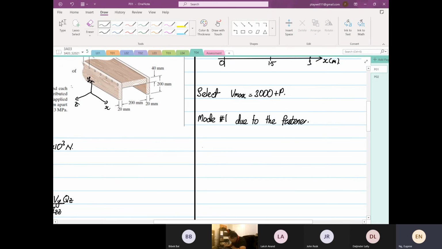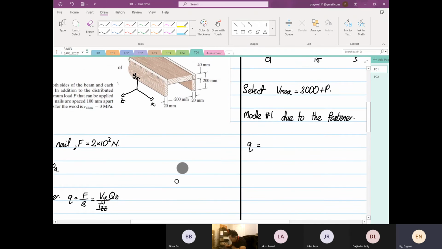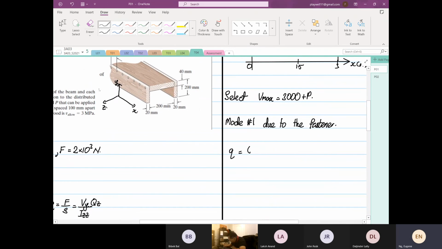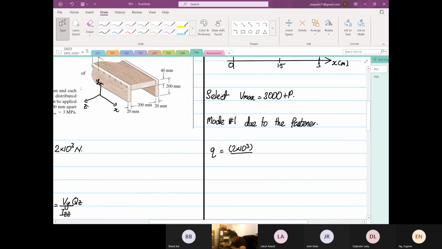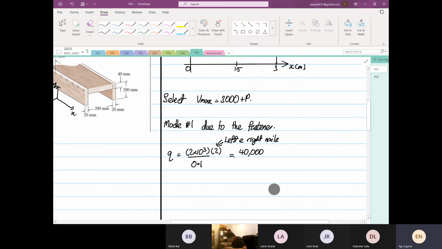So we know that q is equal to F. So we know that F is equal to 2 times 10 to the power 3, the resistance force, divided by the spacing of 0.1 meter. And then you have to multiply by 2, because of the left and right nails. So this will be equal to 2 times 10 to the power 3 times 2 divided by 0.1, which is equal to 40,000 newtons per meter.